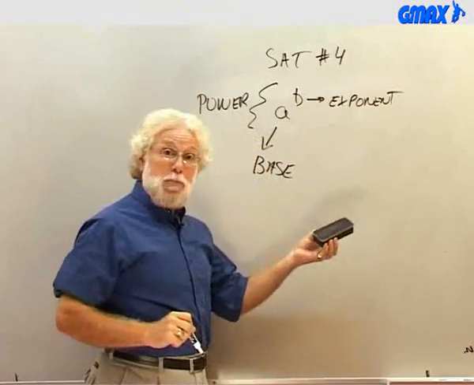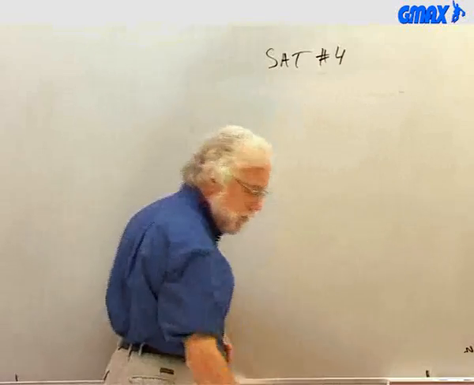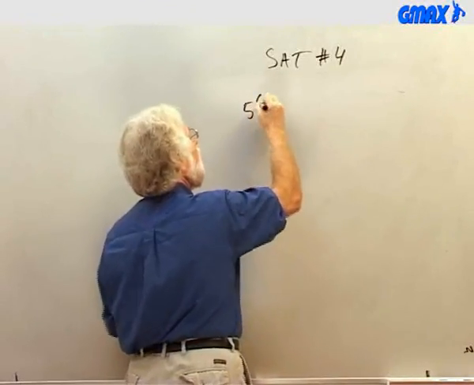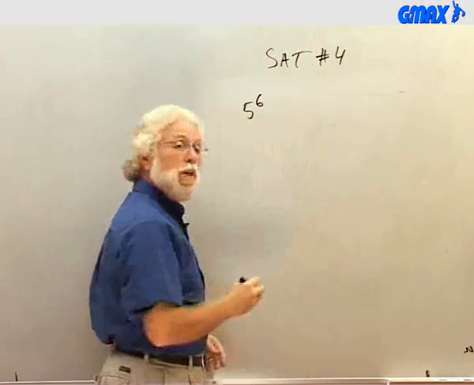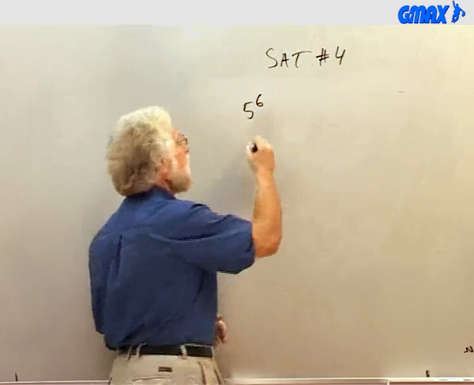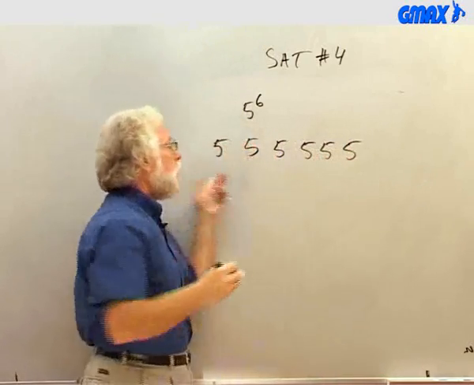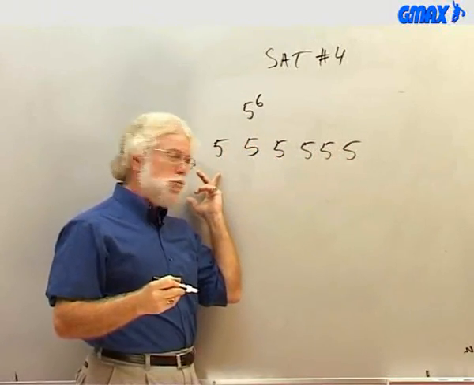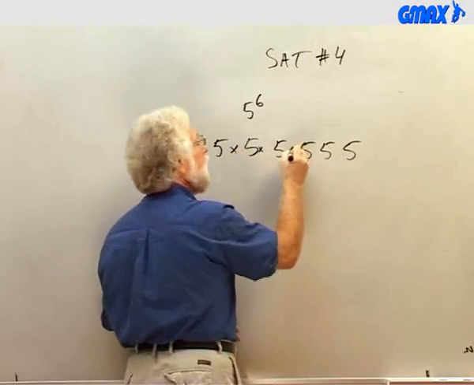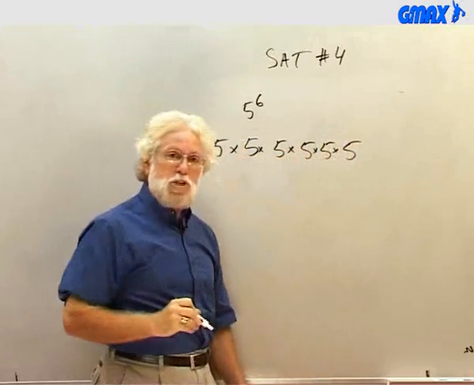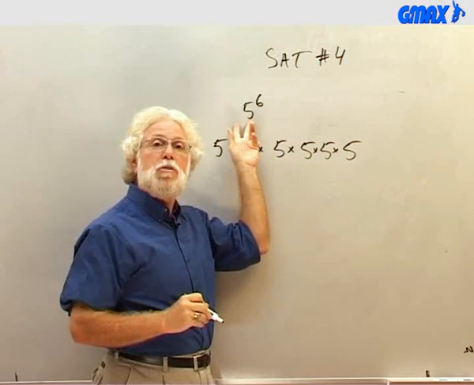So, as an example, 5 to the exponent 6. What would that be? As you suspect, we write 5 6 times. Yes? 1, 2, 3, 4, 5, 6. And they all have multiplication between them. Yeah, right? So 5 times 5 times 5 times 5 times 5 times 5. That's 5 to the power 6.